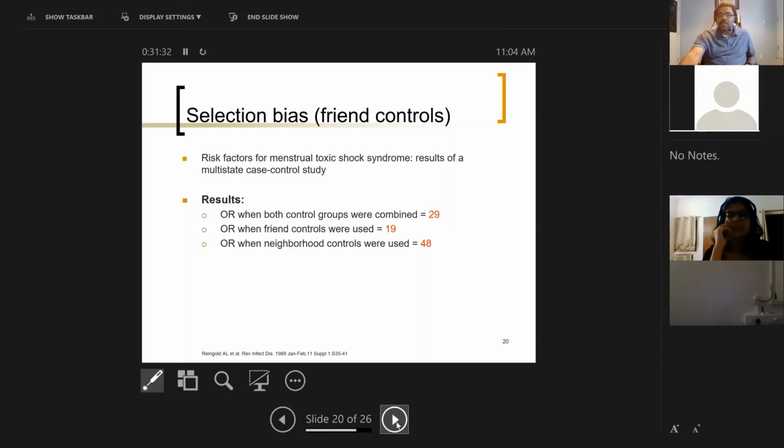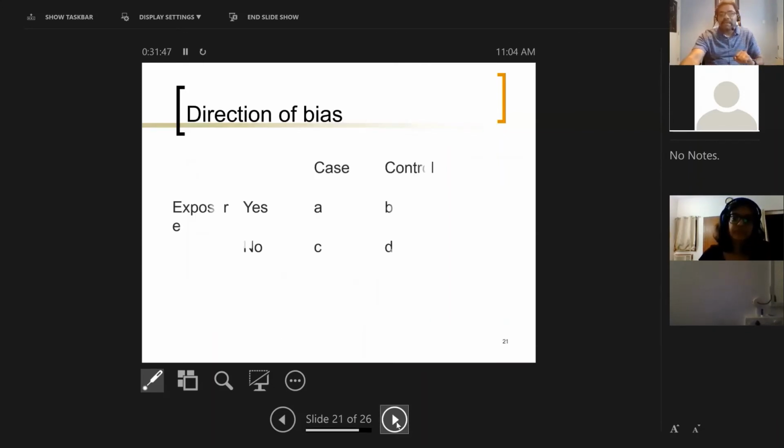So the question is, what happened? Why did the friend controls underestimate the odds ratio and push it towards the null value, right? Still significant, but nothing as powerful as 48, right? Turns out this is what happens. When you have a friend control, essentially your friends are like you.